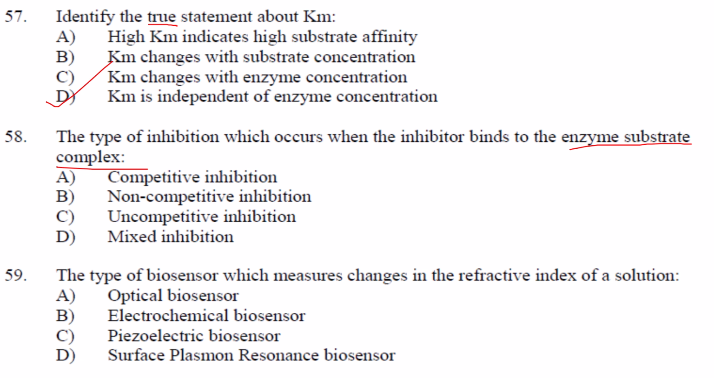Now non-competitive inhibitor binds to an allosteric site on the enzyme, not to the enzyme substrate complex. Uncompetitive inhibitor, yes, it binds to enzyme substrate complex and not to free enzyme. Okay. So C is the answer. Mixed inhibition can bind both to the enzyme as well as the enzyme substrate complex. So the answer here is option C. They have asked for the inhibitor which binds to the enzyme substrate complex.